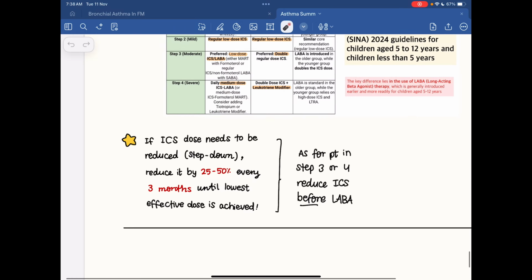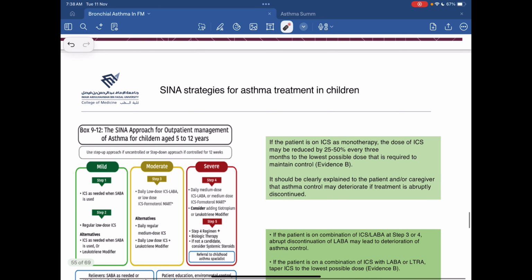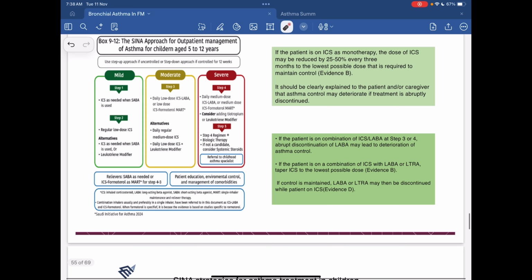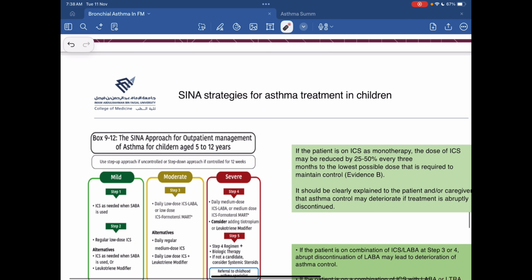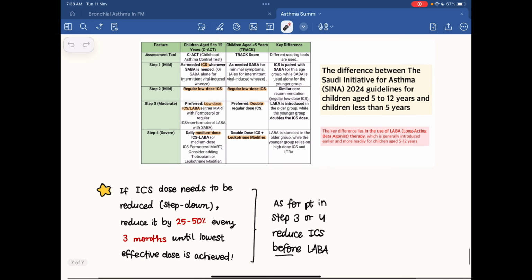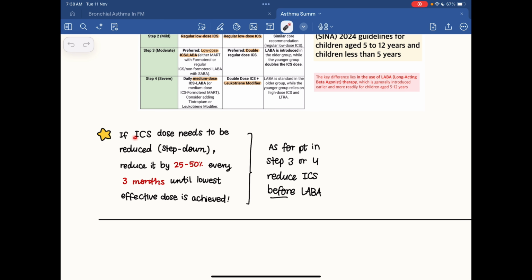طيب، أشوف متى نسوي step down. طيب إذا نبغى نسوي step down، لاحظنا تحسن في الأعراض، and we want to step down the patient's ICS dose, we're going to reduce it by 25 to 50% every 3 months until the lowest effective dose is achieved، specifically بهذه المدة.